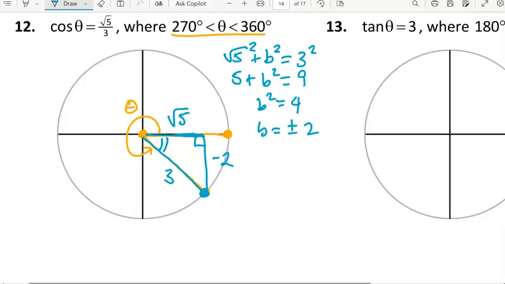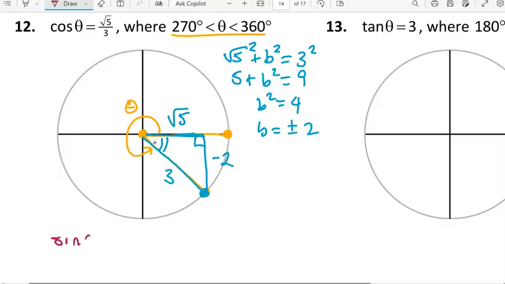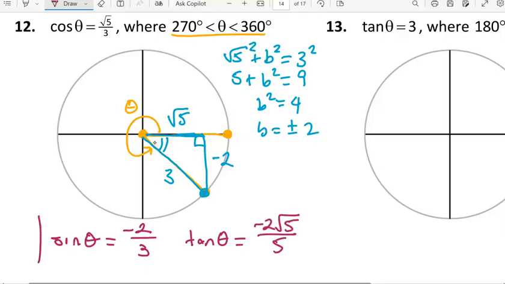All right, we need to find the sine and tangent ratios. So sine of angle theta is equal to the ratio of the opposite to the hypotenuse, and tangent of angle theta is equal to the ratio of the opposite to the adjacent. Now that one is negative 2 over the square root of 5. That needs to be rationalized, so that's negative 2 times the square root of 5 over 5.